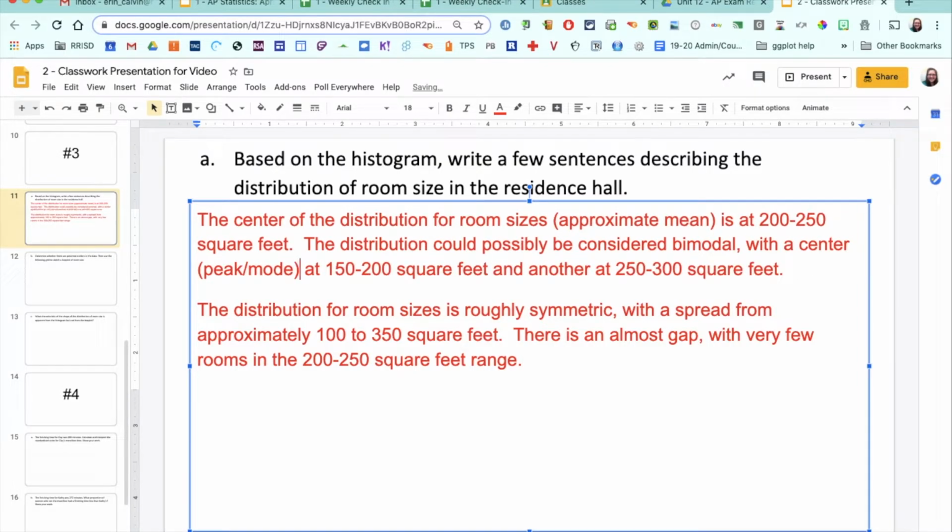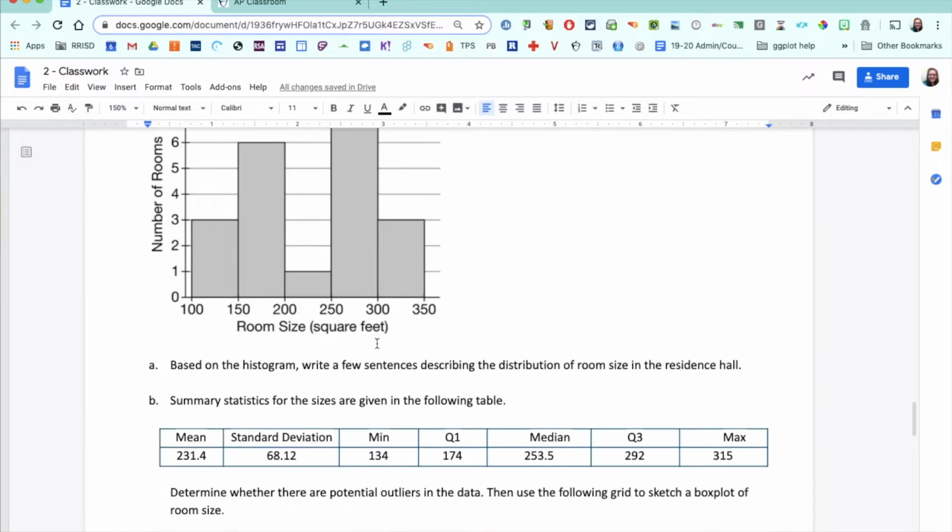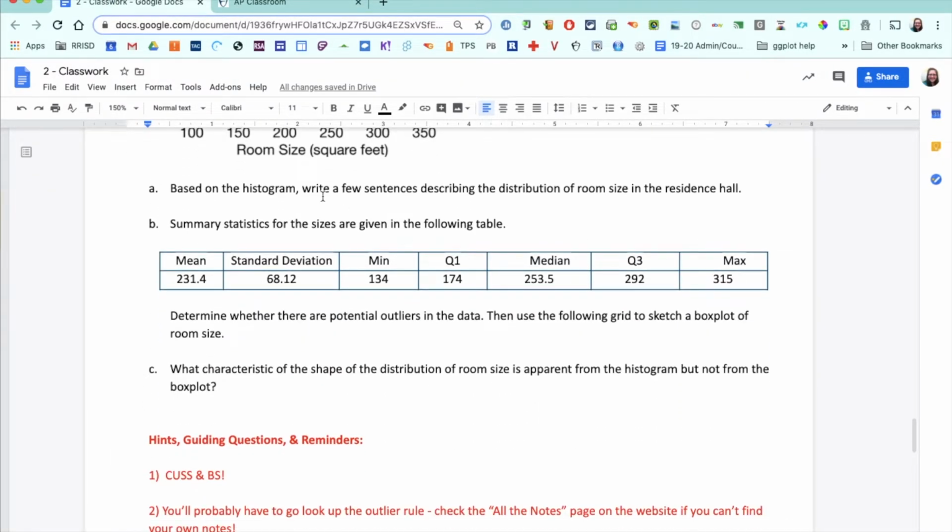So I said that, but then I also went back up to the top and adjusted things and said that 200 to 250 is probably the approximate mean. But again, it could be considered bimodal with two peaks or modes in the graph. So I clarified what version of center. I may not have to say all of that. This is a problem that I don't have good scoring guidelines for, so I'm kind of making it up as I go, saying all of what I'm trying to say. So that is part A. So then part B gives us some summary statistics for the sizes.